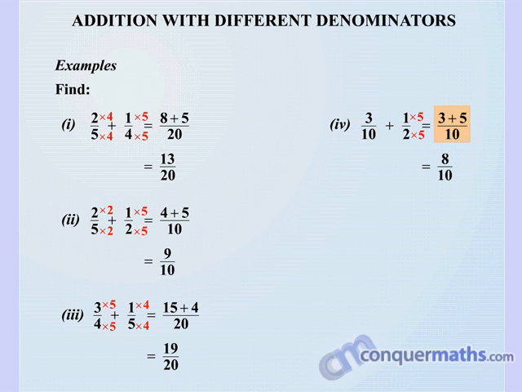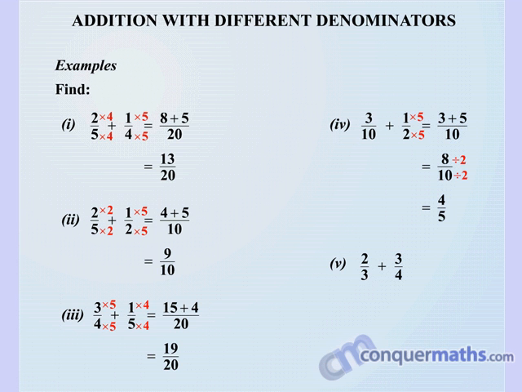8 over 10. Now, is that our final answer? Not sure. Let's have a look at it. 8 and 10. Can we break that down? Can you think of a number that divides into both 8 and 10? Well, hopefully you're thinking 2. Divide by 2 on the top and on the bottom by 2 as well. So let's see. 8 divided by 2 is 4. On the bottom, 10 divided by 2 is 5. So our final answer there, 4/5.